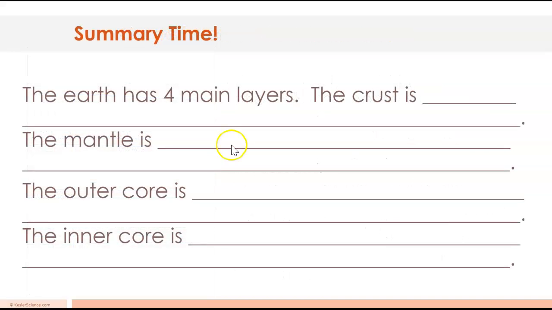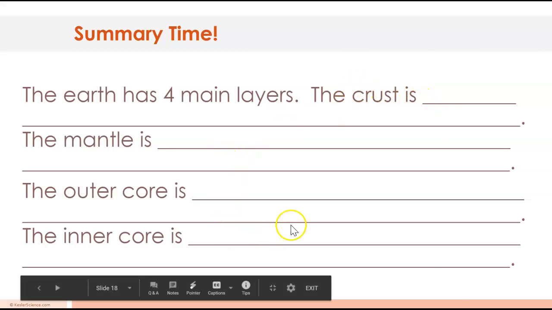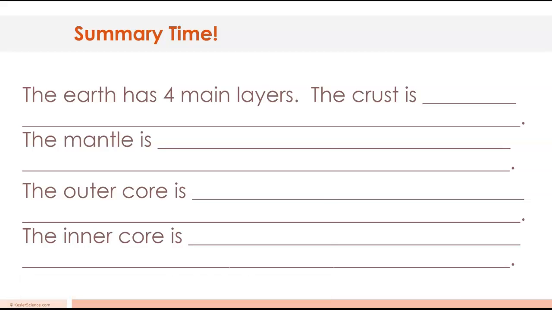Okay, last but not least, it's summary time. So in that bottom section there, you can use this scaffold. The Earth has 4 main layers, so write that down. And then I want you to describe each layer in your own words. So don't worry about recopying everything from your notes, but you should be able to tell me something about the crust, the mantle, the outer core, and the inner core.